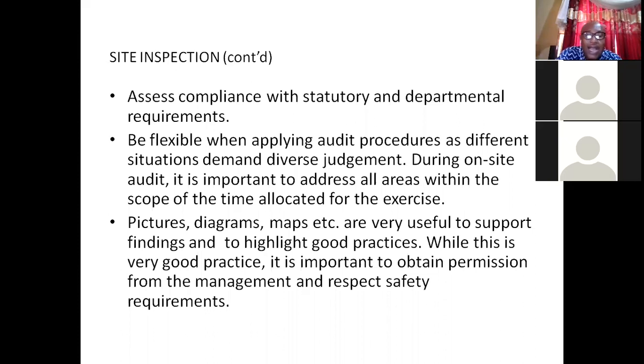What are the approvals the companies have obtained? How are they falling short of the approvals? Those are things you must ask for on site. During on-site audit, it is important to address all the areas within the scope of the time allocated for the exercise. Also, during the site inspection, you must take pictures.